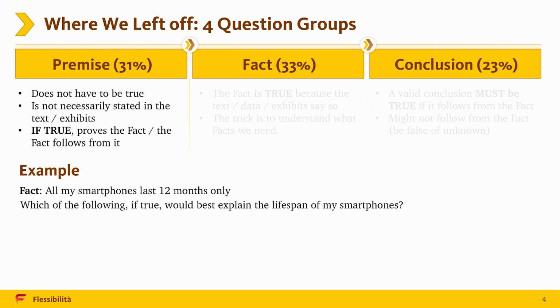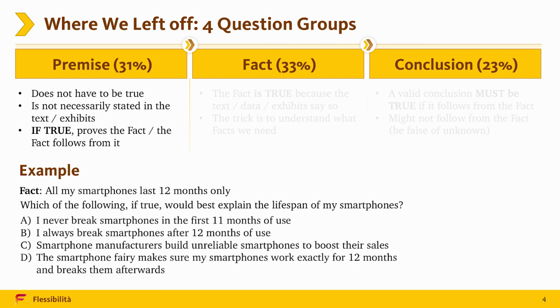Let's have a look at the following simple example. Take the fact that all my smartphones last 12 months only. We need to find a proper explanation for this fact. And here we've got four options. What do we need to prove here? The fact that the lifespan of my smartphones is exactly 12 months, so T equals 12.